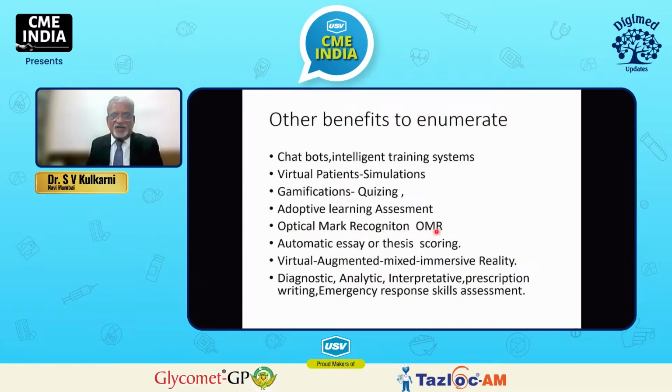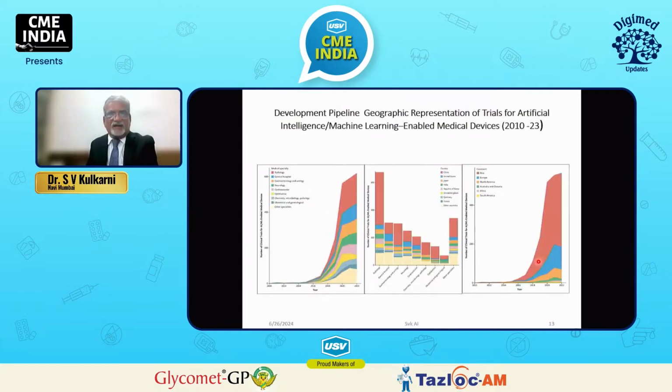Optical mark recognition, I need not tell you, neat things are going on. There are a lot of automatic essay or thesis scoring methods available. Let us talk about these different kinds of realities, whether virtual, augmented, mixed or immersive, at a later time. But most important, diagnostic, analytic, interpretative, prescription writing, and emergency response skills assessments are very much possible with the help of AI to everybody at the flick of a button.